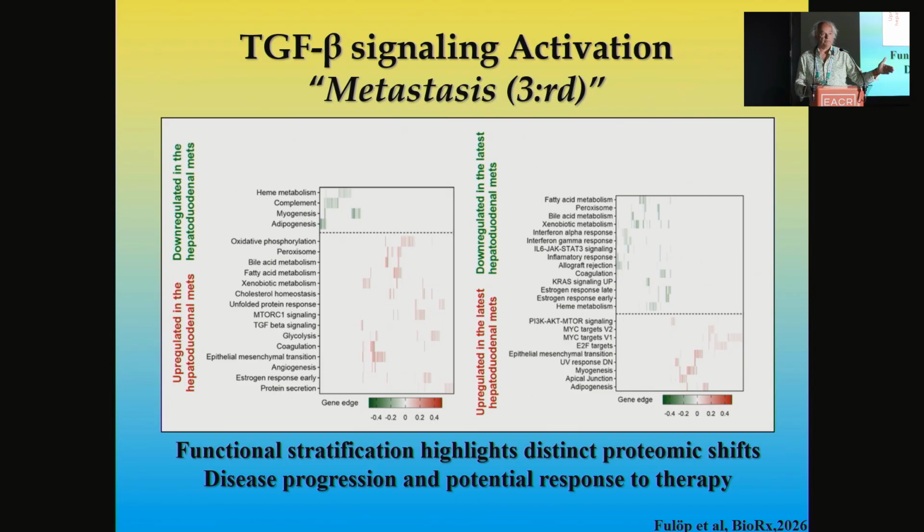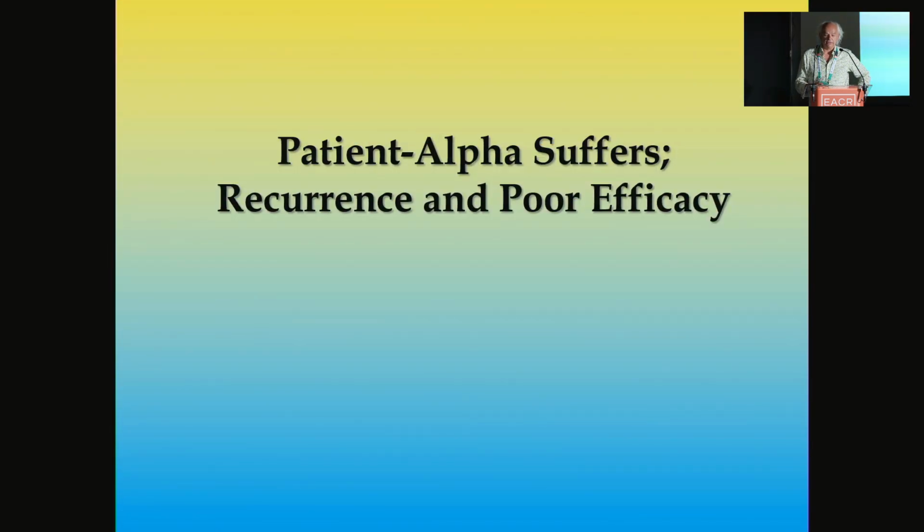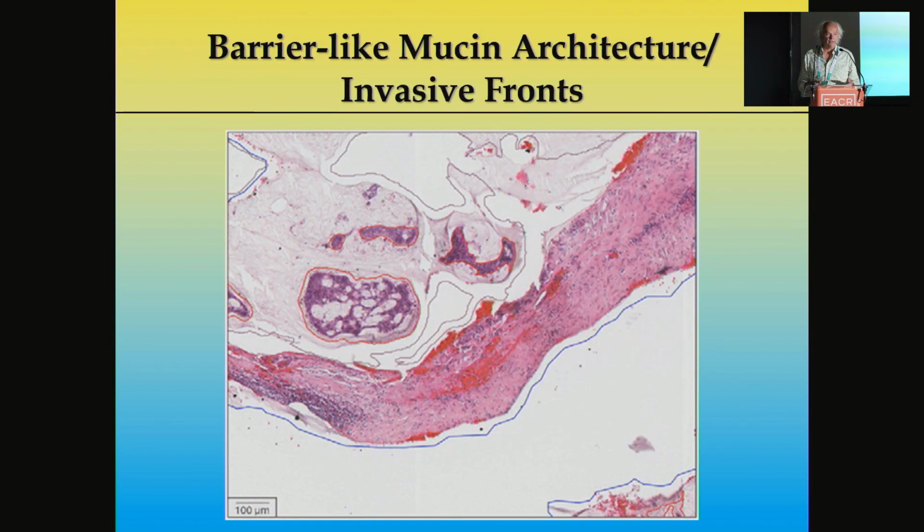You know, the primary is not the same disease as in the third metastasis. And here was a TGF-beta activation. So at the end of the day, what we found is we were able to come up with an idea of how to solve it.